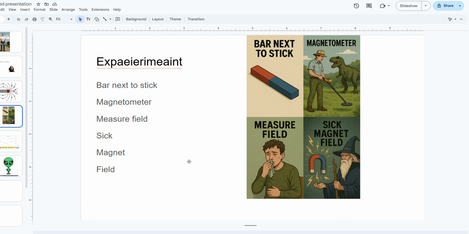For the experiment, basically what we did, we got a magnetometer and put it next to the other magnet. And then we used our phone to measure the magnetic field of the magnet.